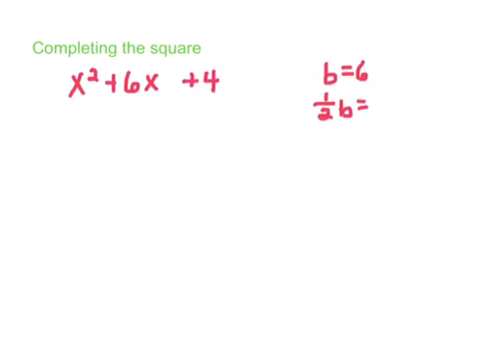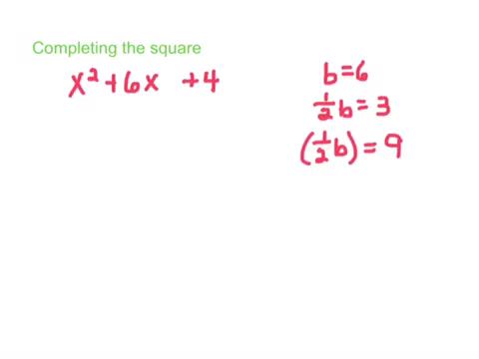The main step in completing the square is taking the b, which is the coefficient of the x term, taking half of it, and then squaring that. So here, b is equal to 6. We'll take half of b, which is 3, and then square half of b, which is 9 in this case.